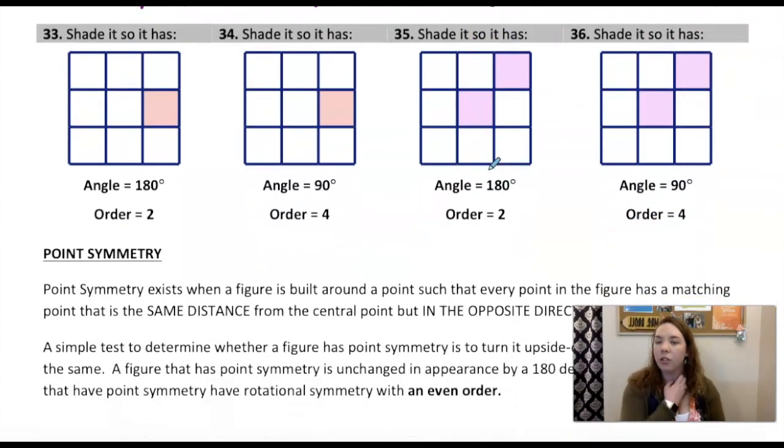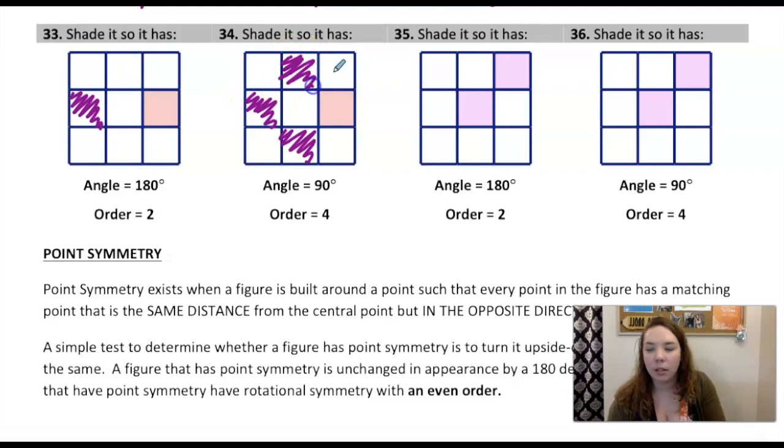All right, 33, shade, so it has an angle of 180 degrees, an order of 2. So if I rotate this 180, I would end up here. Angle of 90 or an order of 4. So there's my first 90. If I keep going, 90 more degrees, 90 more degrees, that's what we would get.